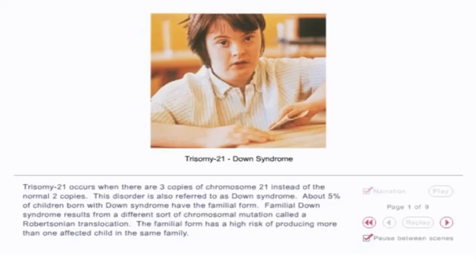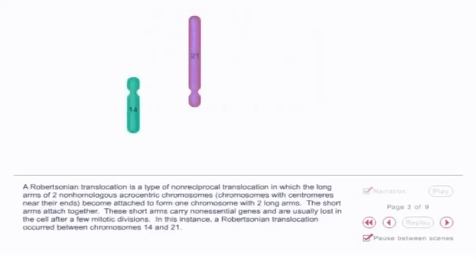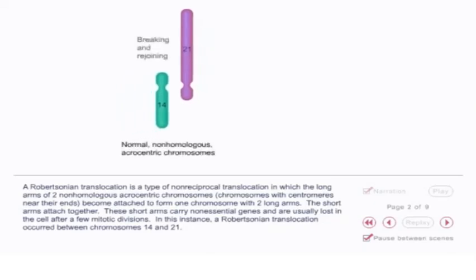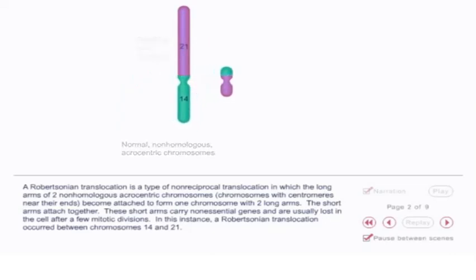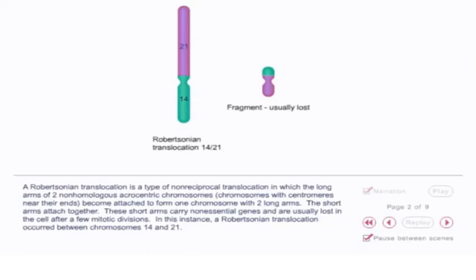A Robertsonian translocation is a type of non-reciprocal translocation in which the long arms of two non-homologous acrocentric chromosomes become attached to form one chromosome with two long arms. The short arms attach together. These short arms carry non-essential genes and are usually lost in the cell after a few mitotic divisions. In this instance, a Robertsonian translocation occurred between chromosome 14 and 21.